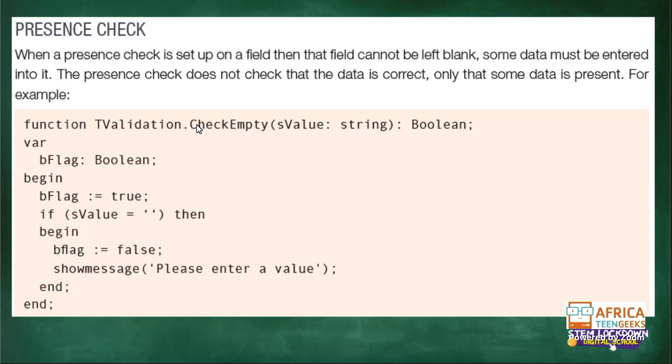And I would probably not call this over here check empty. I would call it is empty. Because if you're making a function that returns a Boolean, then it's usually a question. Because my answer is going to be true or false. So if I say is empty, then that makes a lot more sense.